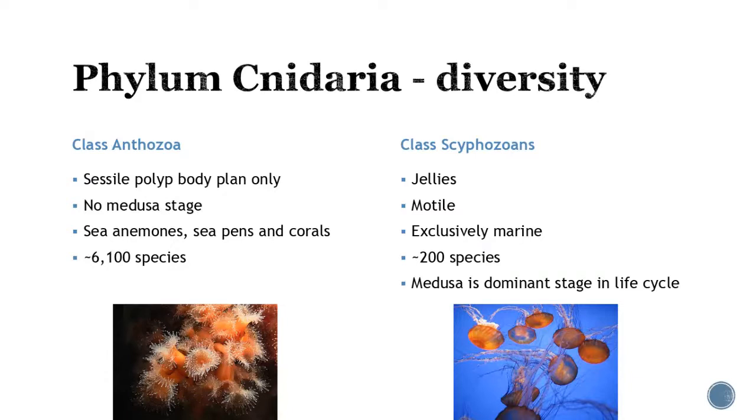So just a little bit about the diversity, some of the classes you see in this phylum. You'll see class Anthozoa. Like I said, I'm going to butcher some of these really bad. These are going to have no medusa stage. Your sea anemones, your sea pens, and corals fall into this group right here, about 6,100 species. And then the class Scyphozoa, they're going to be your jellies, and these are going to be more motile and primarily in the marine, and you're only going to see about 200 species. So this is probably what you're used to seeing when it comes to the aquariums.